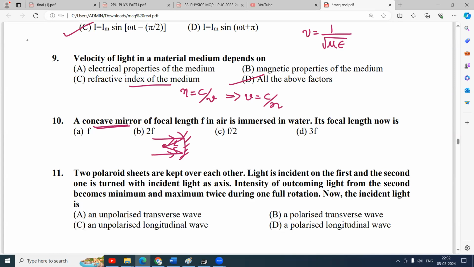The point where they get focused is the same, because f equal to r by 2, you have this formula. It depends on the radius of curvature of the mirror. When the mirror is immersed in water, radius of curvature doesn't change.